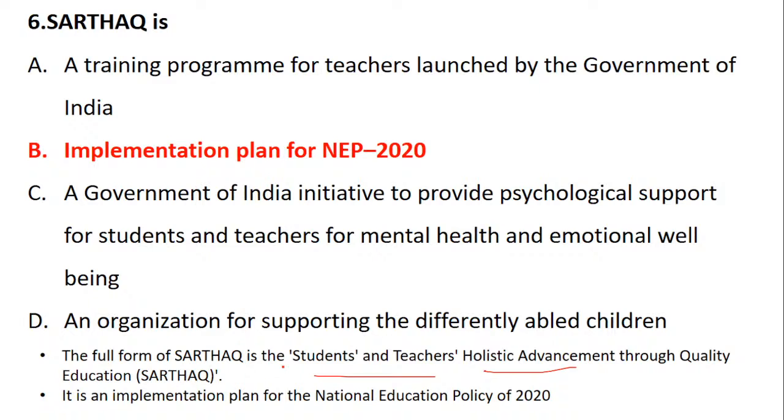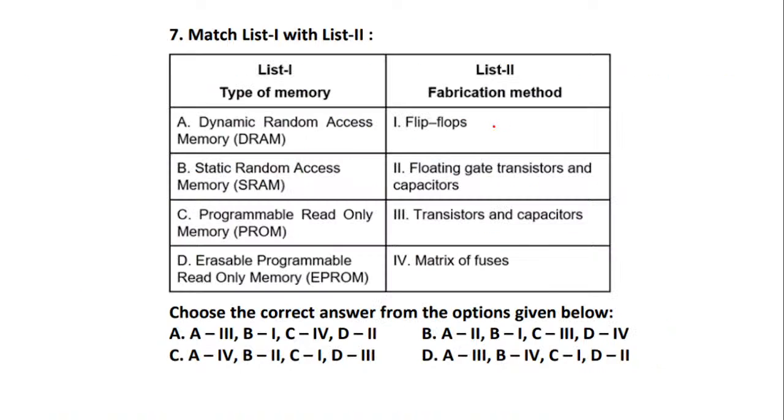Yes, Alisha, very good. It is an implementation plan for the National Education Policy 2020, and hence the right option is implementation plan for New Educational Policy 2020. Is it clear? Okay, those who are saying C, no, it's not C, it is option number B. Fine. Yes.